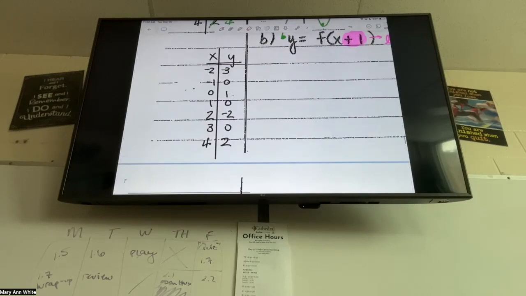Okay, so I'm gonna -1 from all of these. -1 is -3, -2, -1, 0, 1, 2, 3. My y's didn't change, so I'm gonna go draw my coordinate plane, and I'm gonna graph these. Is everybody okay with what I've done so far?